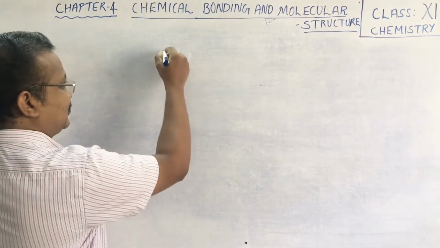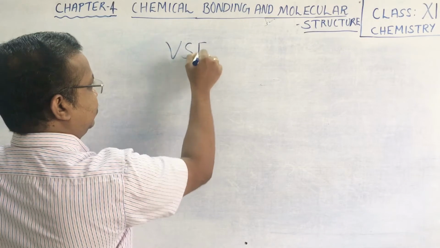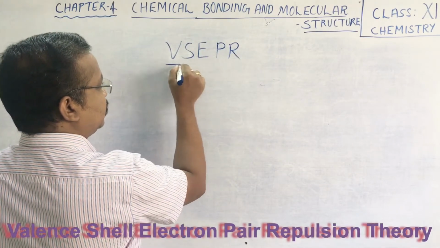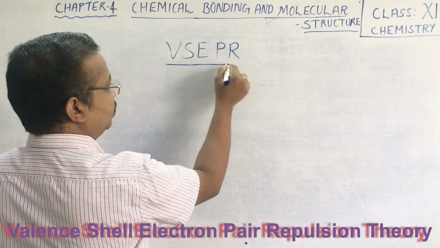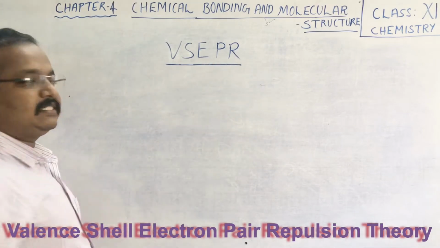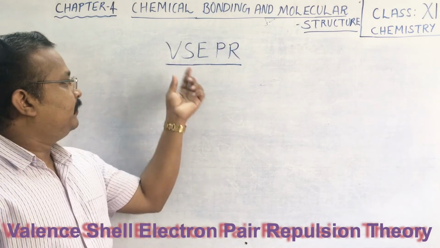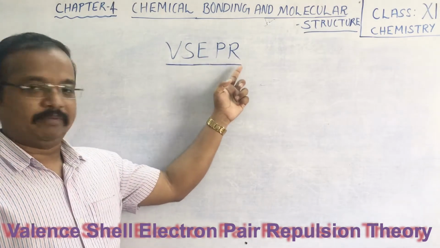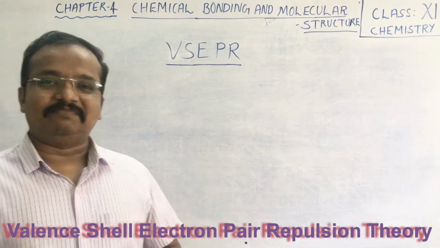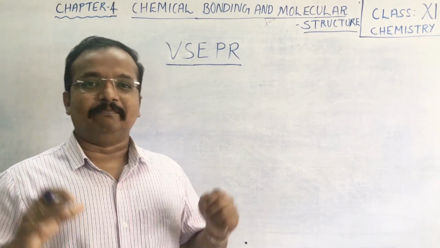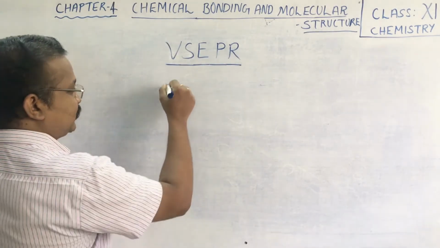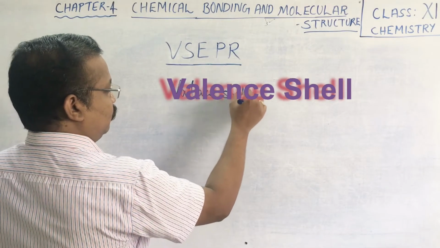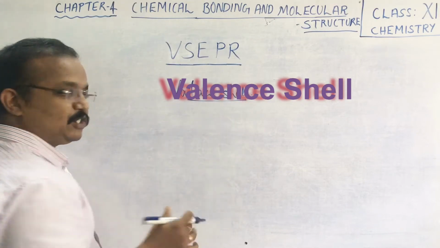Today we are going to discuss VSEPR theory. Valence shell electron pair repulsion theory, that is VSEPR theory. Children, as the name suggests, this theory is mainly based on the valence shell. Do you know what valence shell means?